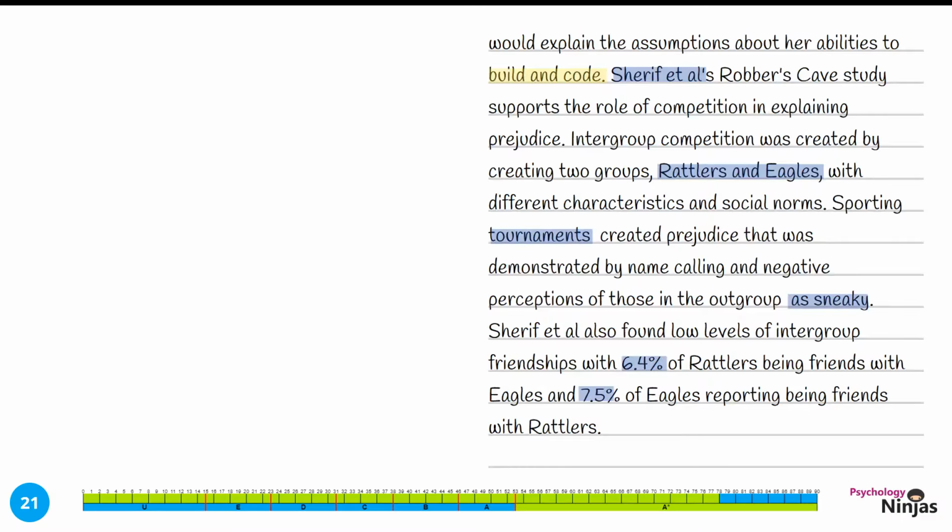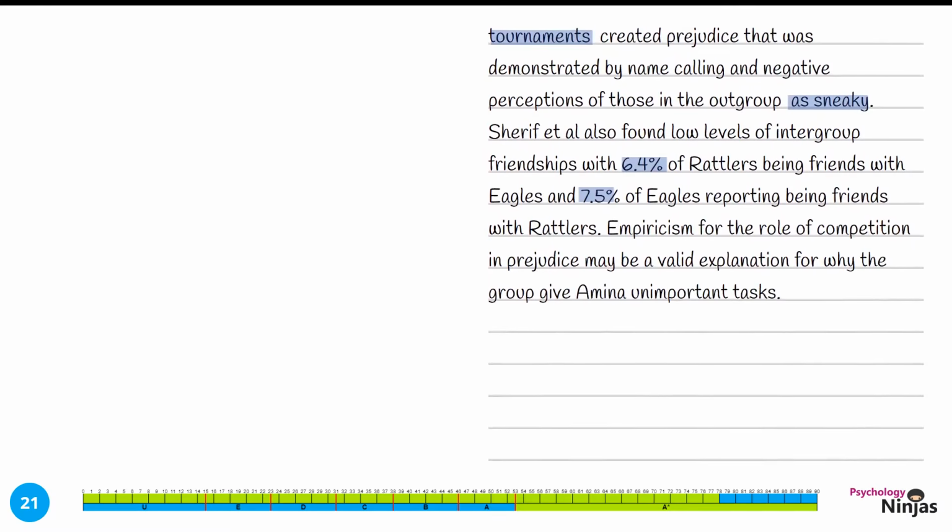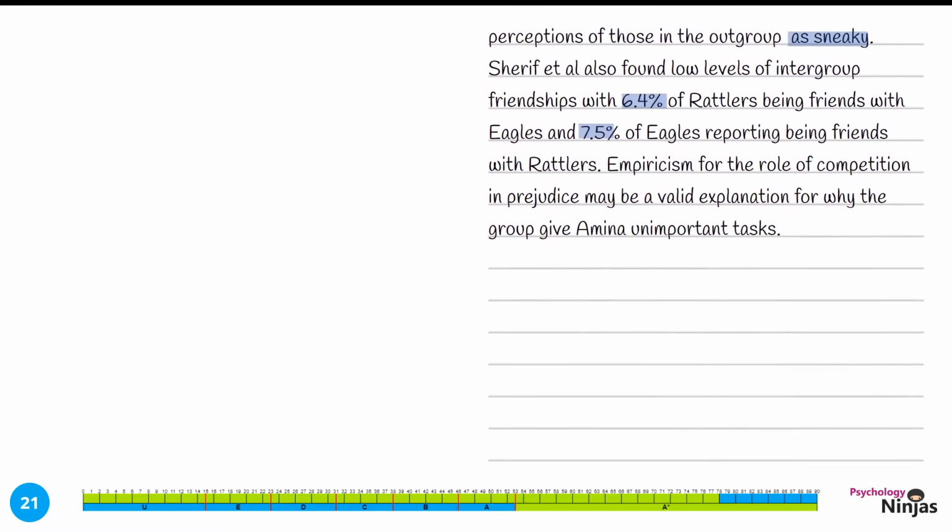Given that this question is to what extent, we want to finish this with a judgment. Empiricism for the role of competition in prejudice may be a valid explanation for why the group give Amina unimportant tasks. We've clearly identified that research support or empiricism creates validity for the explanation. We've also linked this back into the stem, saying that this would be a valid or accurate explanation for Amina's experiences of the Robotics Club.